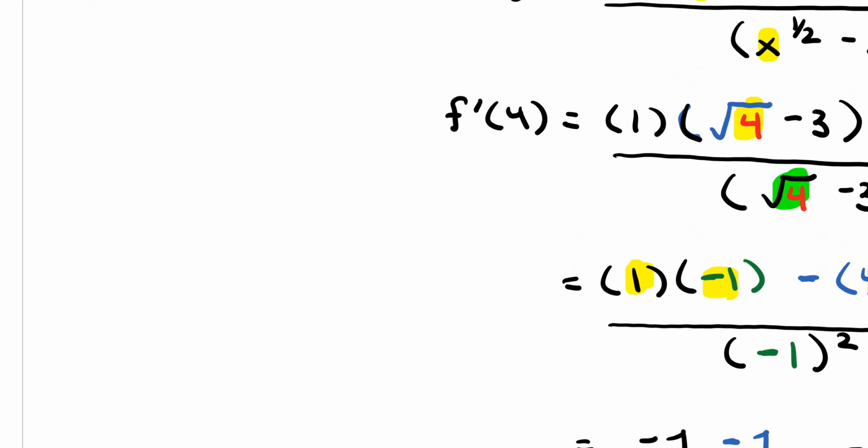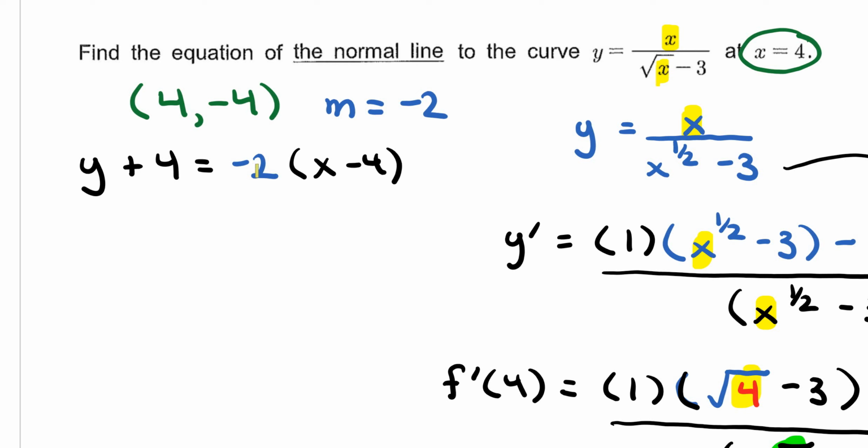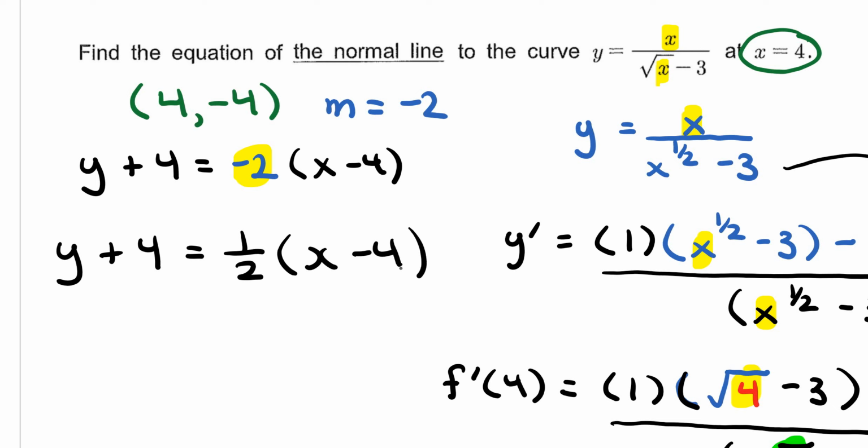And let me kind of go back to our coordinates here. We know that the slope was equal to negative 2. So if I want to write the equation of the tangent line, it would be this: y plus 4 equals negative 2, and then we have a bracket of x minus 4. Now if I want the normal line, we just take that value there and find the negative reciprocal of that, so that's going to be 1 half bracket x minus 4. So that right there is the equation of the normal line, which is this thing right here.